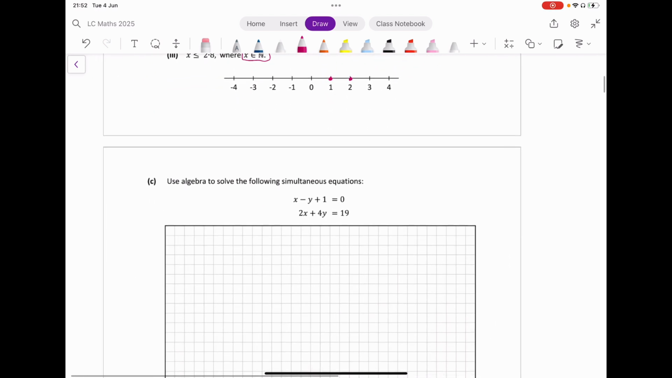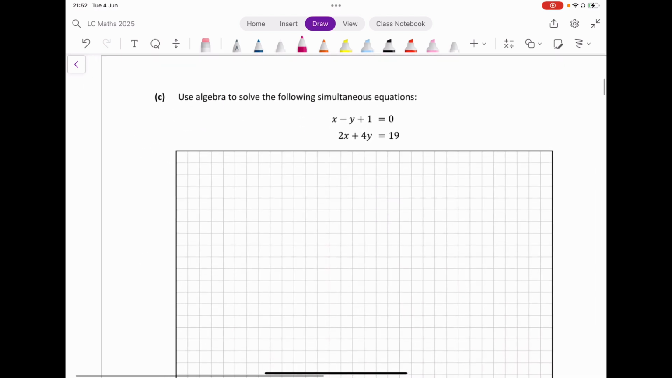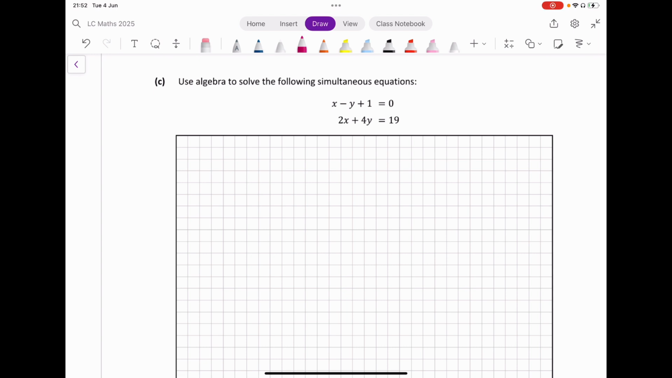Now on to the next part, and this is simultaneous equations. All right, so my first step in these simultaneous equations is I'm going to put the numbers on one side and the letters on the other side. So we're going to say x minus y is equal to minus 1, and then we're going to say 2x plus 4y is equal to 19.